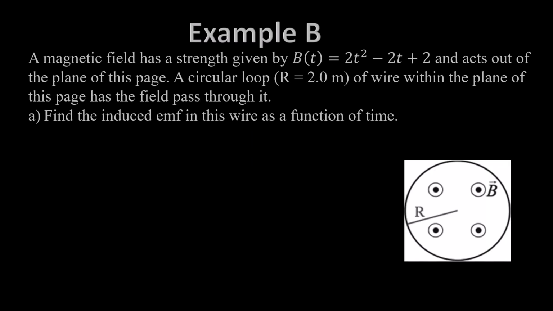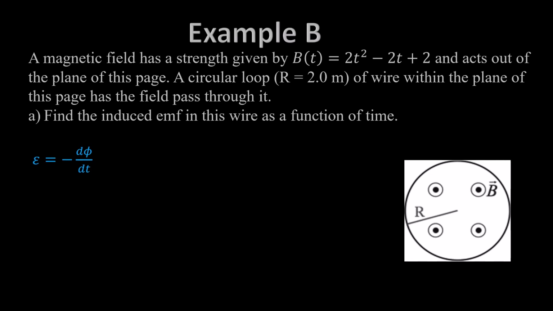Example B: a magnetic field has a strength given by this field function and acts out of the plane of this page. A circular loop with a radius of 2 has the field act right through it. Find the induced EMF in the wire, this loop is a wire, as a function of time. Okay, so this is a place where we're going to use Faraday's law.